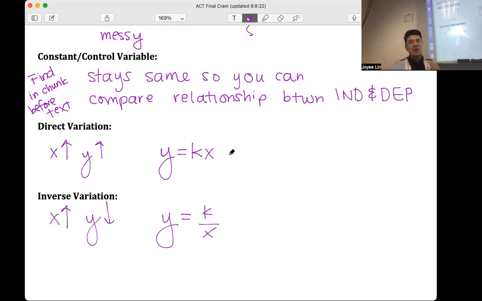K is the constant. We could have a negative linear also. So that's technically inverse, but it's not mathematically. Direct proportion goes this way, right? And then inverse proportion typically goes this way, right? Negative kx would be a straight line down, which you could get.